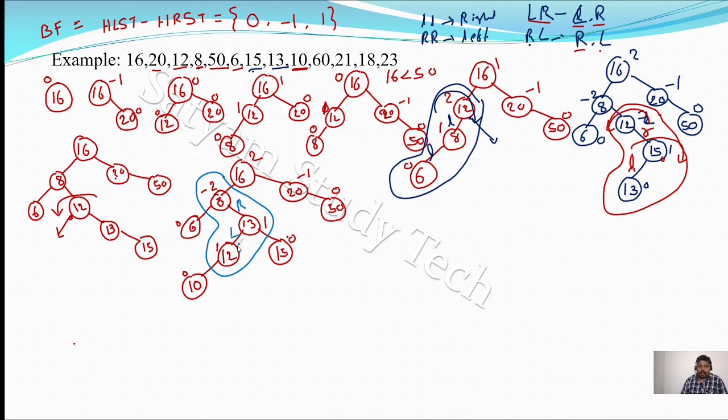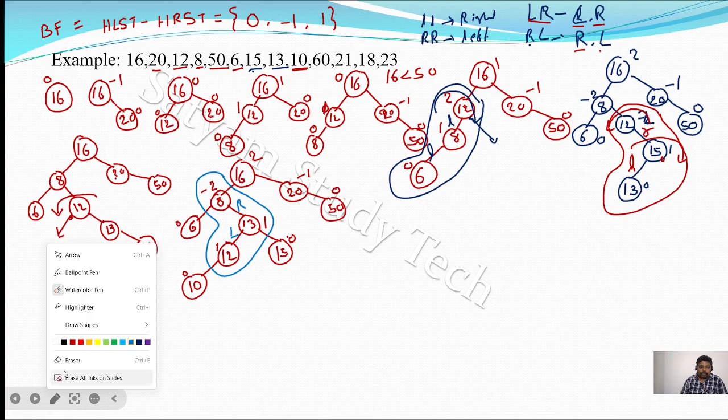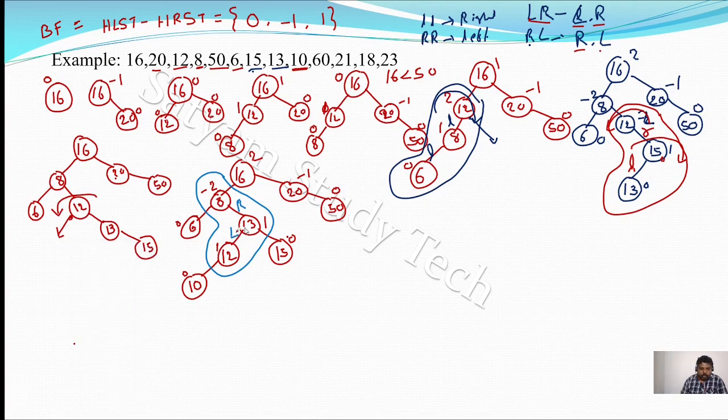Then you have to perform which rotation? Right rotation first, and then left rotation. So how do we perform the right rotation? Here you can perform the right rotation like this. Just pull down 13 in the right direction. Then you can see here it is 16, it is 8, here it is 20, 50. Okay, then you can see here it is 6.